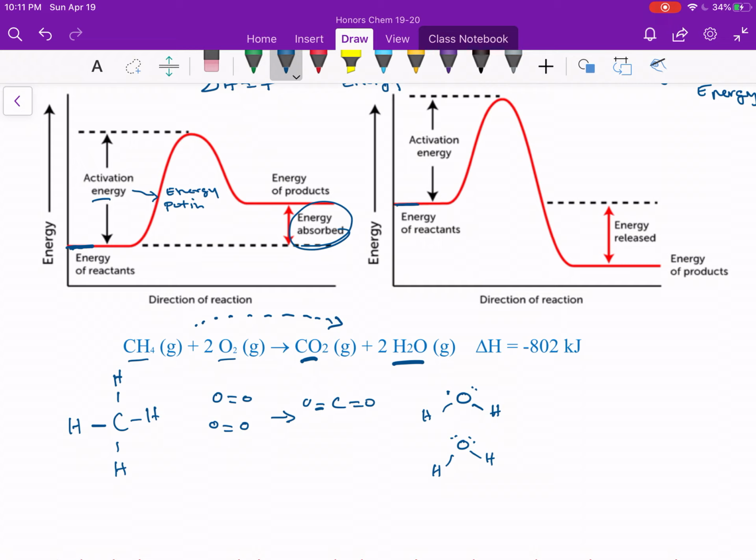Well, the activation energy is basically what happens. First off, the reason why we have activation energy is that we have to put in some energy to break the bonds between the reactant particles. And that's what activation energy is. We're putting in energy, but we're putting that energy in to break bonds.